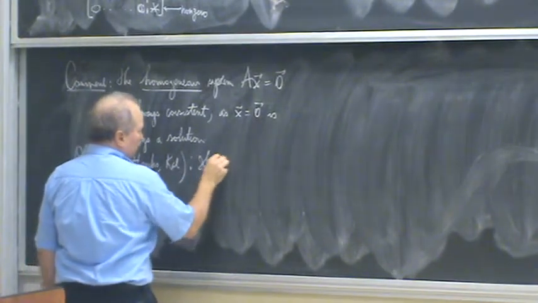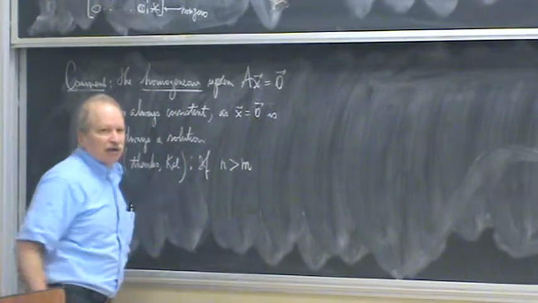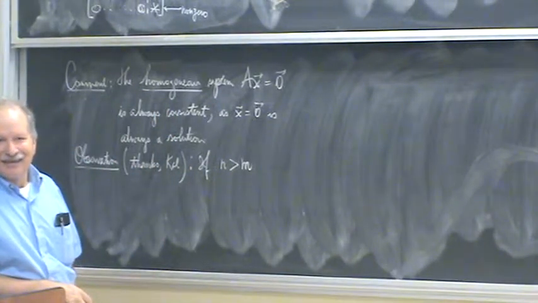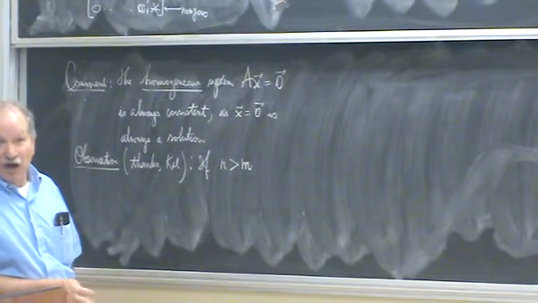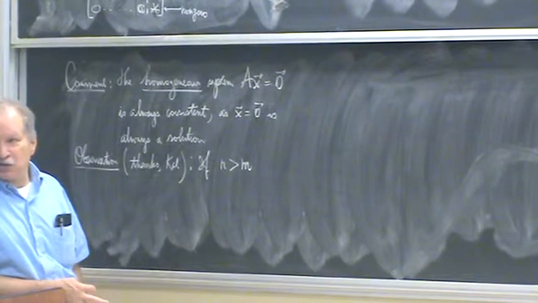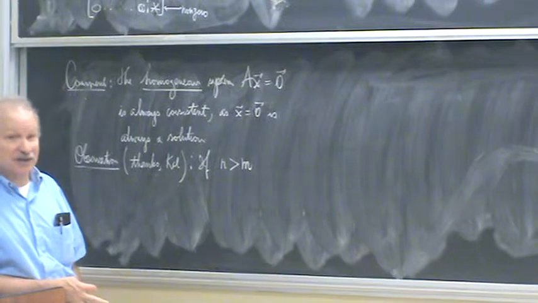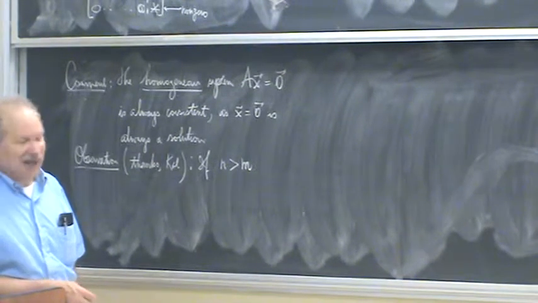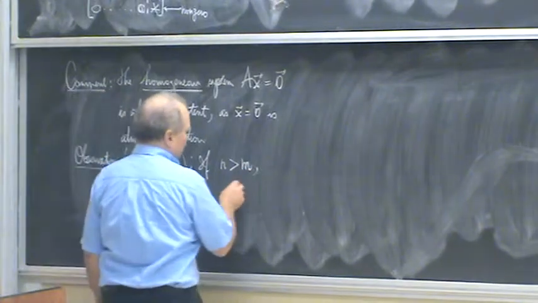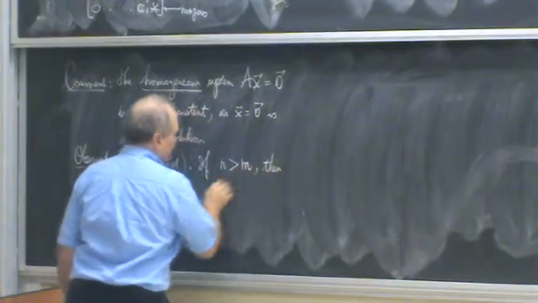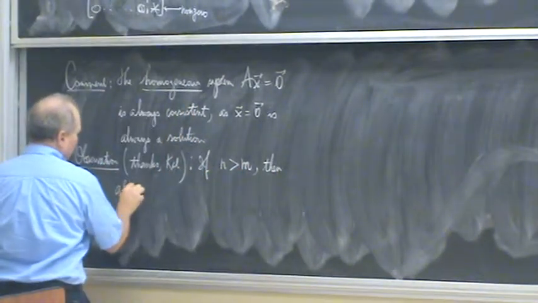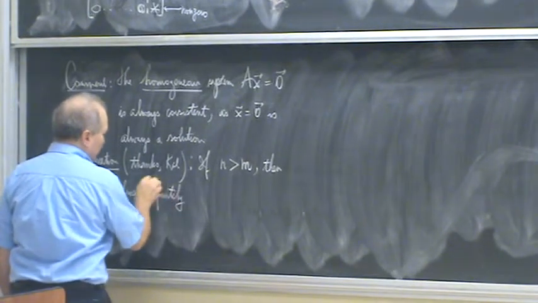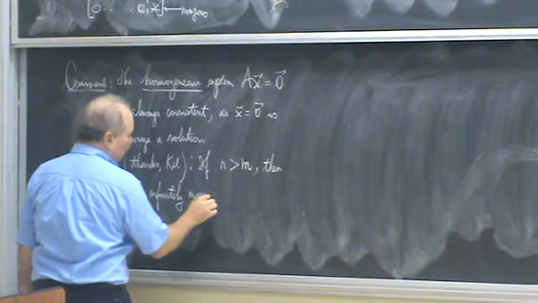If n is bigger than m, there's no unique solution. If you have more columns than you have rows, you can have at most m pivots. So it can't have a unique solution, and then it's always infinitely many solutions. Now, I've been known to trap people with a true-false question here.